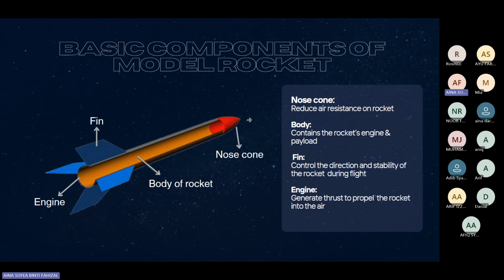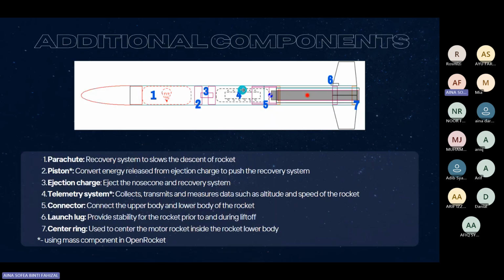The engine or the motor is there to generate thrust in order to propel the rocket into the air. As combustion happens inside the engine, fire and also smoke go out from the engine, and the force is strong enough to push the rocket upward. Okay, so that's the basic components of a model rocket. And now we can go to the additional components.